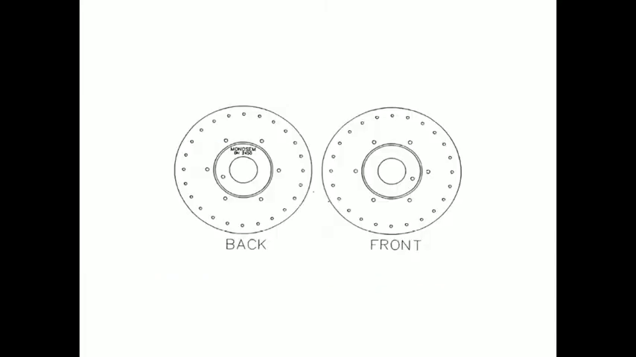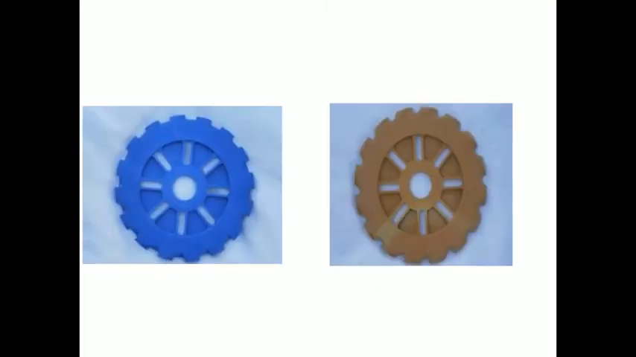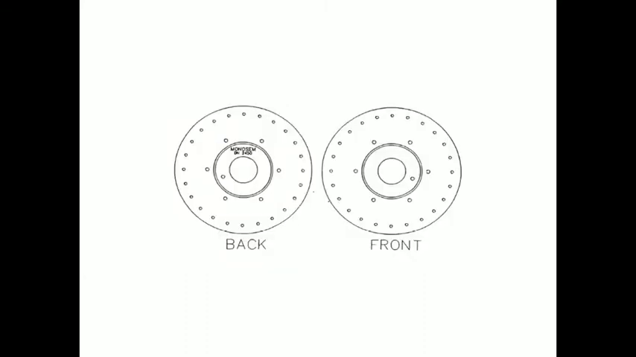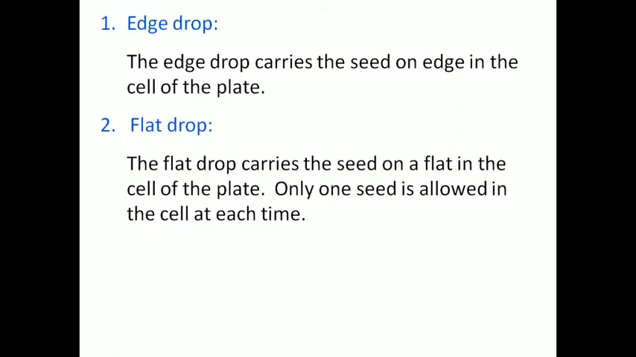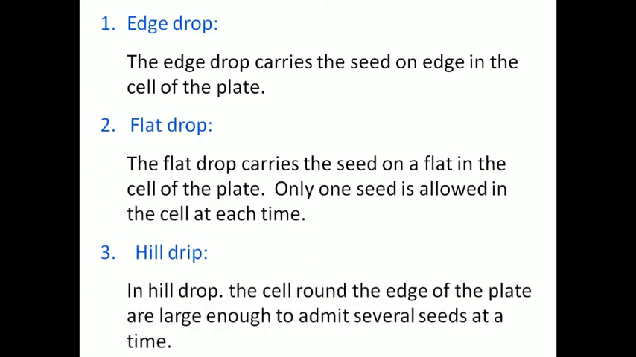This is the figure of the edge drop metering mechanism. This is the back and front view of this metering mechanism. The edge drop carries the seeds on the edges of the cell of the plate. Flat drop. The flat drop carries the seed on a flat in the cell of the plate. Only one seed is allowed in the cell at each time. Heel drop. In heel drop, the cells around the edge of the plate are large enough to admit several seeds at a time.